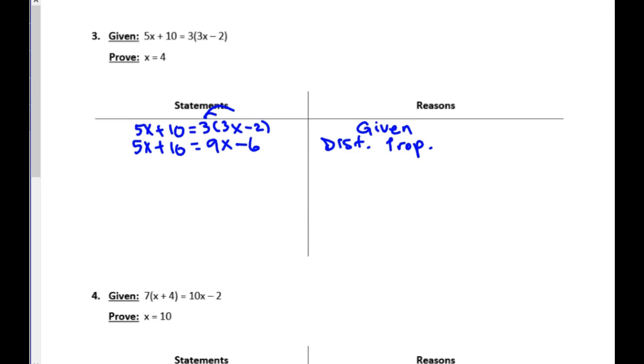Next step. X is on both sides. What do we do? Subtract 5x on both sides. So that gets us 10 equals 4x minus 6. What property? Subtraction property of equality.